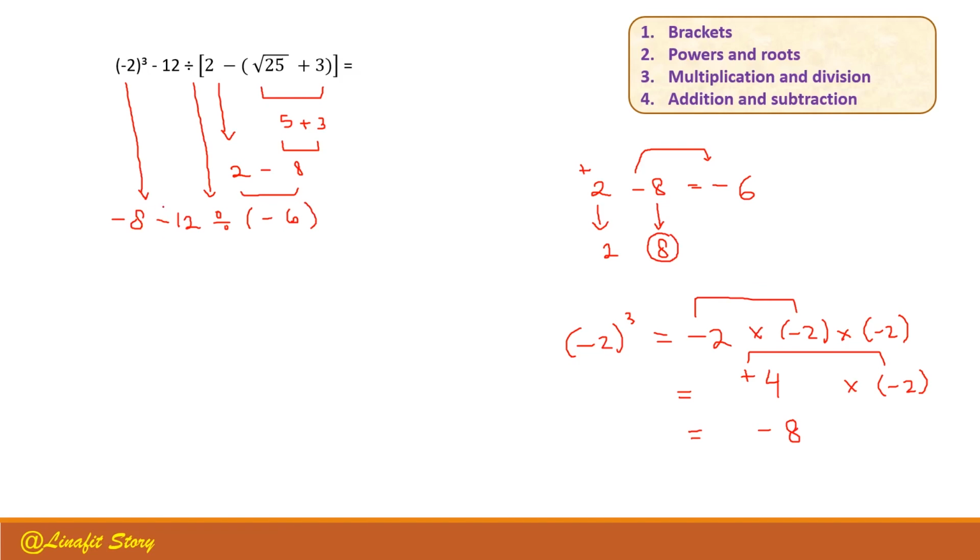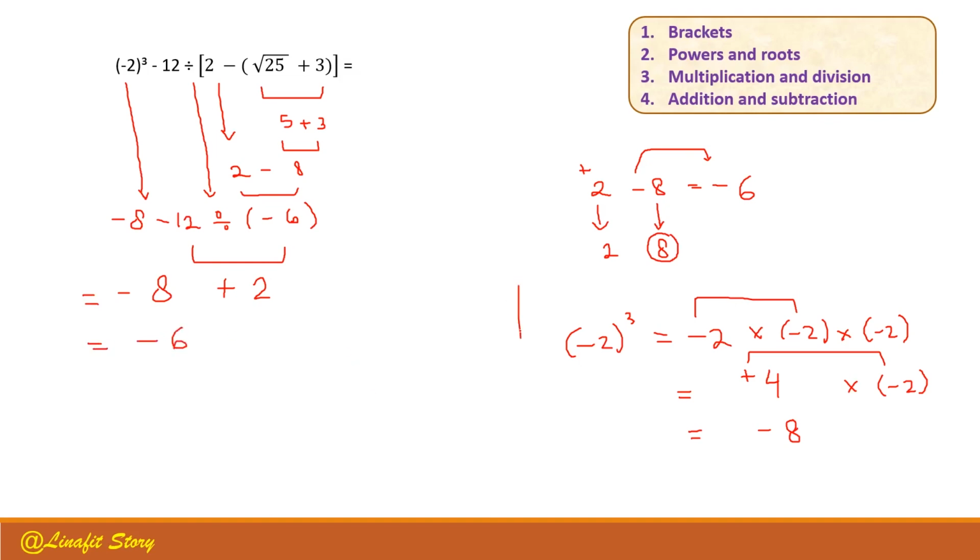There is subtraction, there is division. Remember the rules: brackets, powers and roots, multiplication and division, and the last is addition and subtraction. So you must solve the division. Negative 12 divided by negative 6. You meet your friend. Why? Because the same sign. So the answer is positive 2. Negative 8 plus 2 equals negative 6.